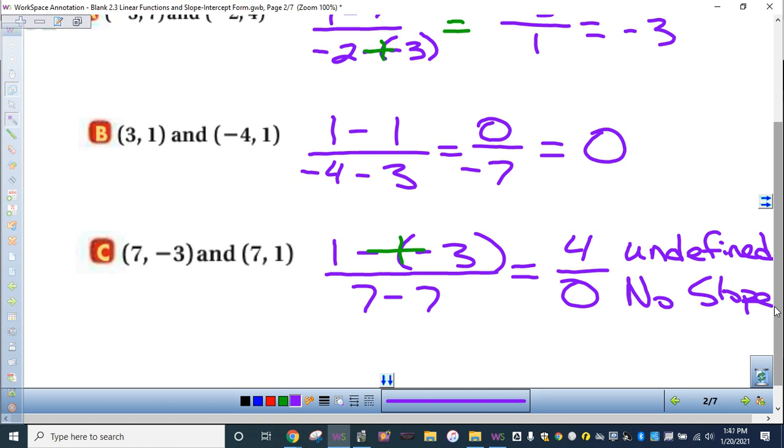Which one is horizontal, B or C? And you're going to give me the why behind it as well. Anybody willing to be brave and volunteer? Come on. Go for it. Is it B because -7 is in the run, so it's like going across?